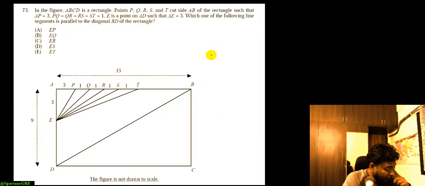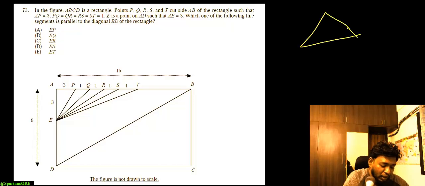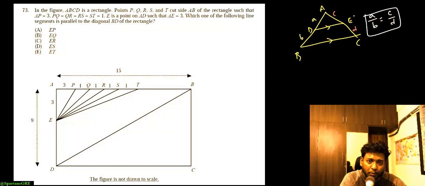In the figure, ABCD is a rectangle. Points P, Q, R, S. Okay, fine. So before this, I wanted to explain a concept here. Suppose you have a triangle like this, and let this be ABC. A parallel line is drawn to BC. Let this be DE. Right? If this is A and this is B, and if this is C and this is D, then what I can say is my A by B ratio will be equal to C by D. This is called the BPT theorem, basic proportionality theorem.